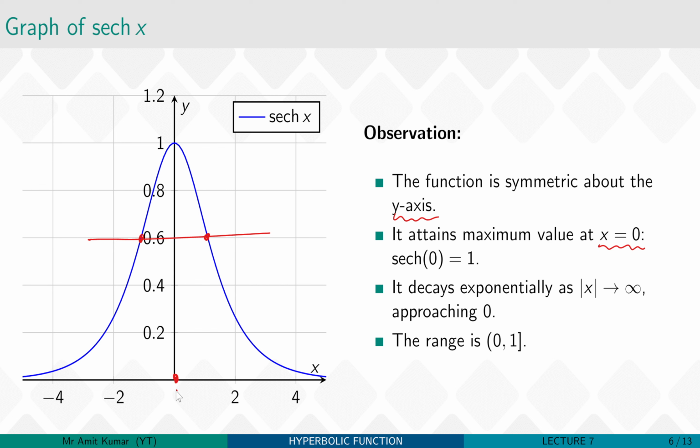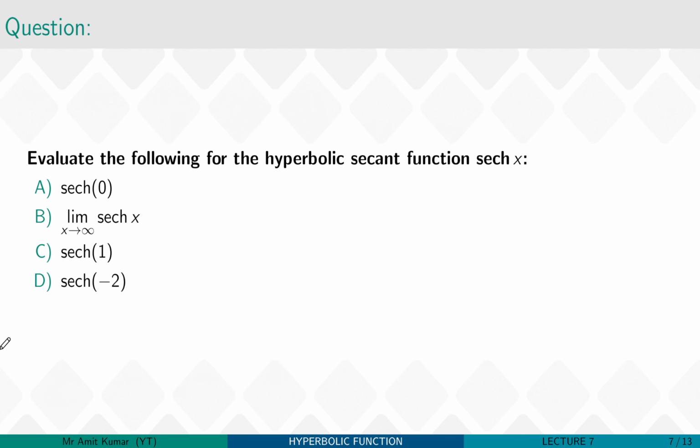Okay, now it attains the maximum value at x equal to 0. At x equal to 0, the maximum value of sech x is equal to 1. Okay. And as x tends to infinity or x tends to minus infinity, the graph approaches 0 positive. Graph approaching 0 positive. And the range is basically 0 to 1, a semi-open, semi-closed interval (0, 1]. Okay. This is the graph of sech x.